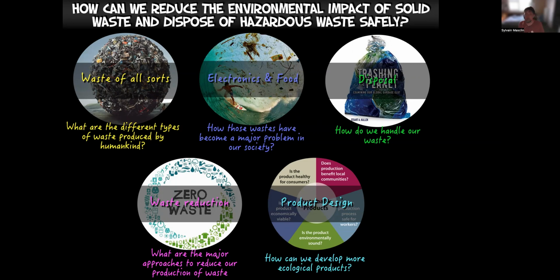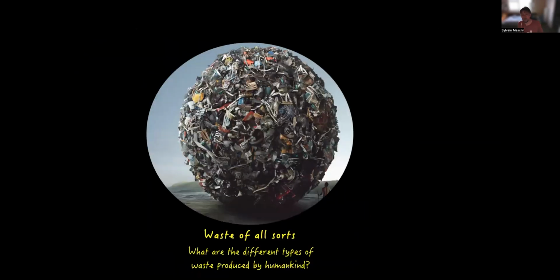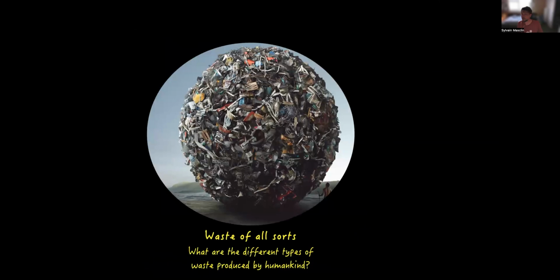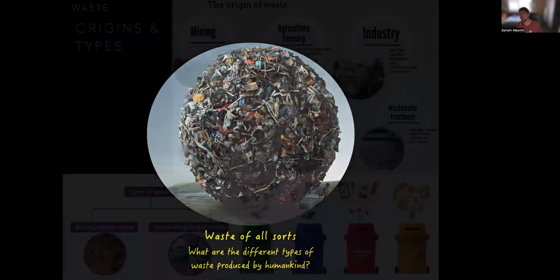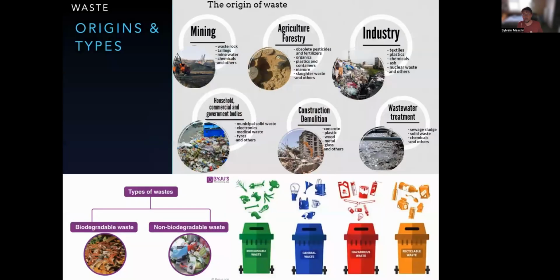Let's start with the different types of waste we are making. There are different ways to categorize the types of waste we're making, and so we can look at the origin of waste based on our activity. We're talking about human waste at this point. We have waste coming from the extraction of resources from the soil, from the mining sector. We have waste related to the agricultural and forestry sectors. Then we have a lot of waste coming from the industry sector.